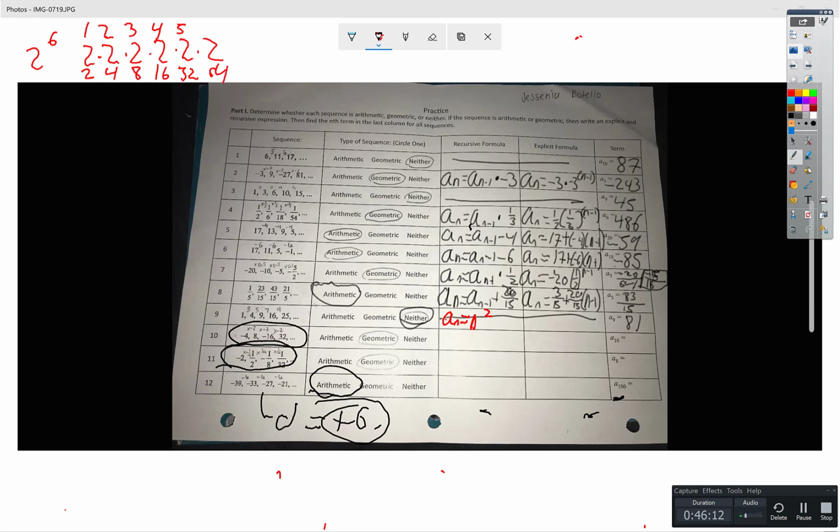So use the examples that I did, 1 through 9, to help you with 10, 11, 12.